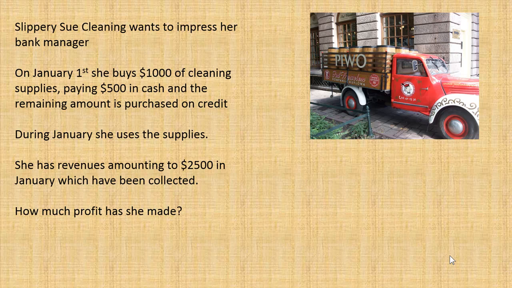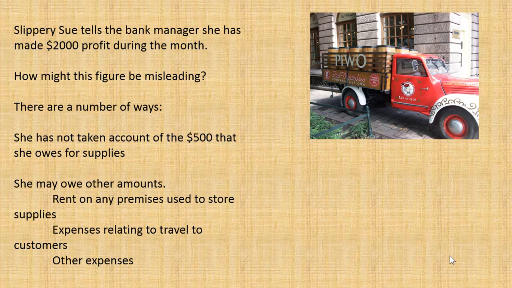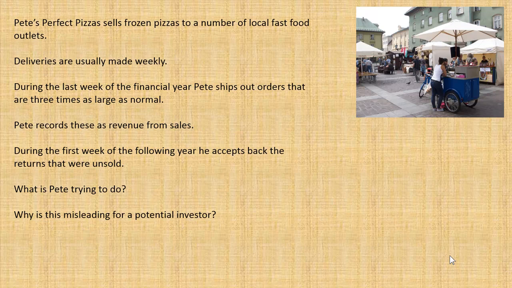Well, of course, the answer is going to depend on how she treats the expenses that she's got of the supplies. So if she tells the bank manager she's made £2,000 profit during the month, she's probably misleading him. For a start, she's not taken into account the £500 that she owes for supplies. She may also owe other amounts, such as rent for premises, or expenses to travel, or maybe other expenses. But obviously, the way it stands at the moment, she's actually misleading the bank manager.